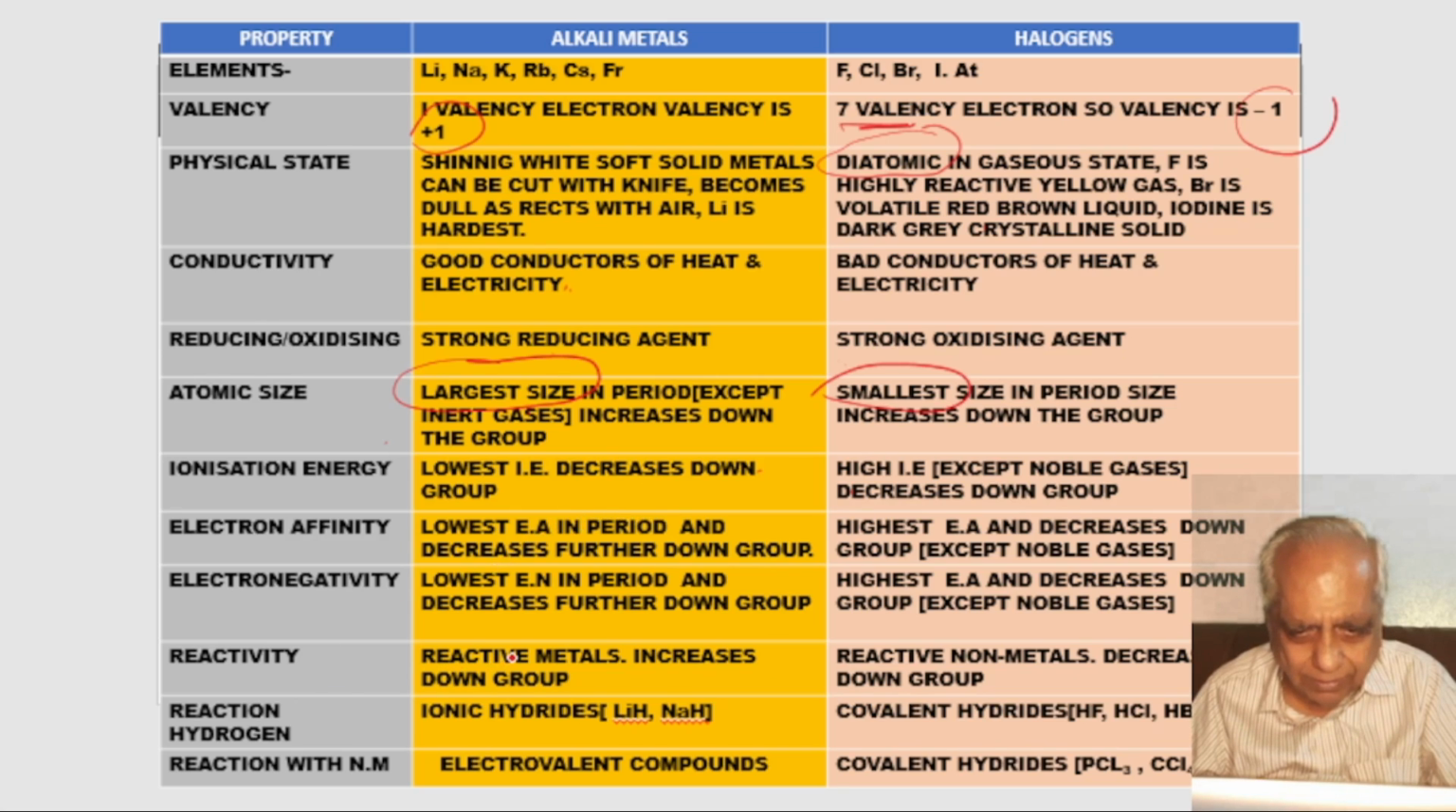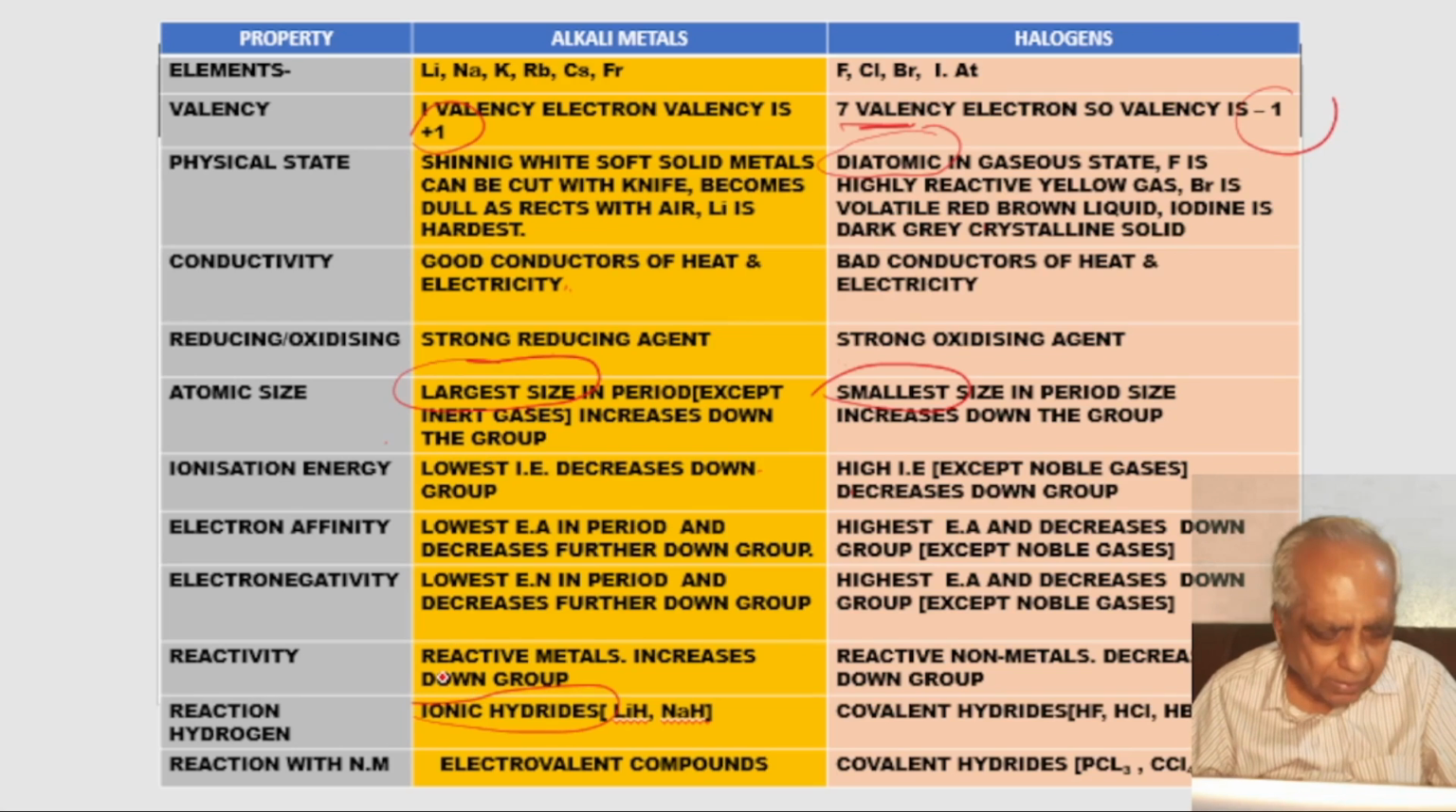Now reactivity. For metals, reactivity increases down the group. Here, reactivity of non-metals will decrease down the group, because non-metallic properties decrease. Now reaction with hydrogen. Hydrogen has one electron in the outermost orbit, and alkali metals have one electron in the valence shell. So they donate one electron to hydrogen, so it forms an ionic bond. We will be learning this in the next chapter.